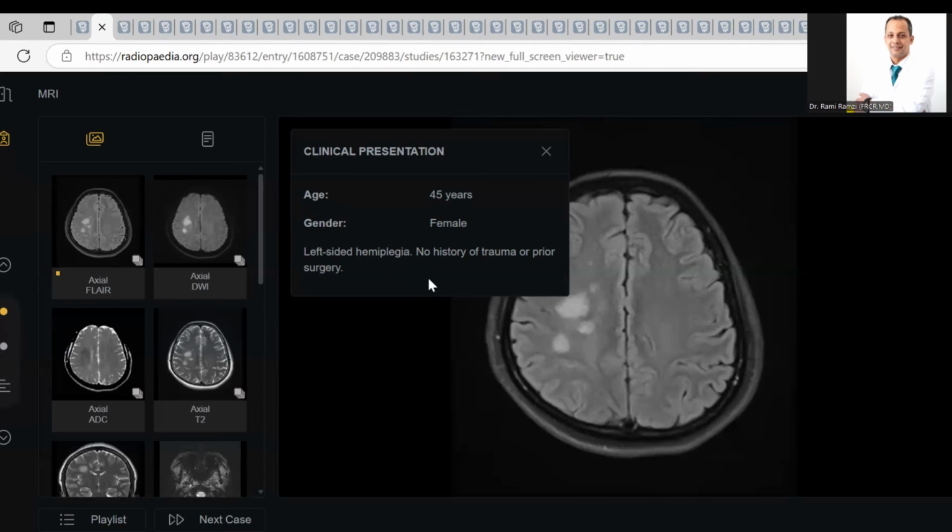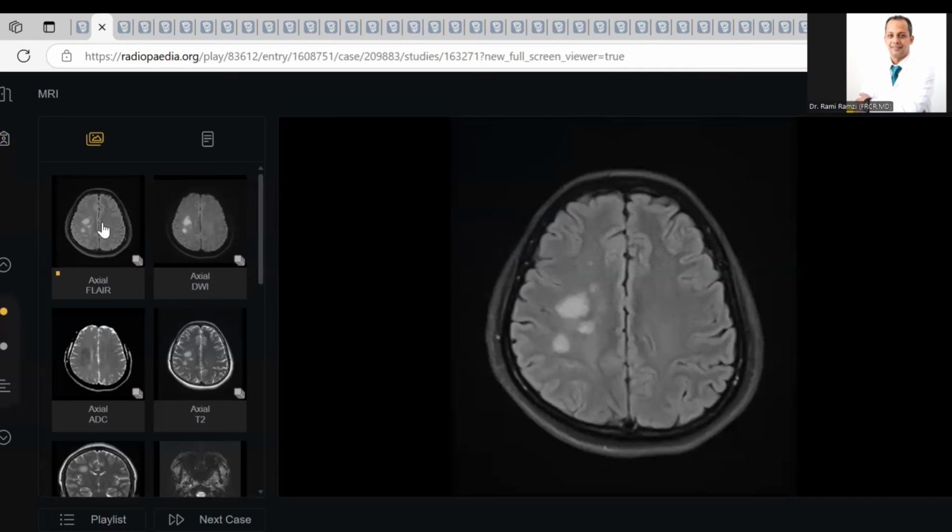45-year-old female patient complaining of left-sided hemiplegia, no history of trauma or prior surgery.